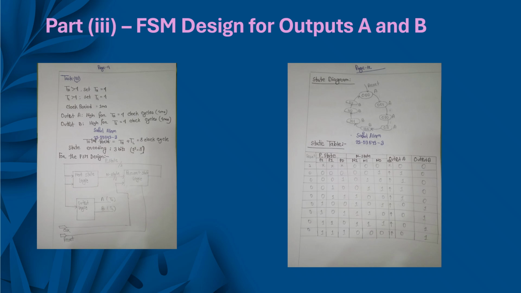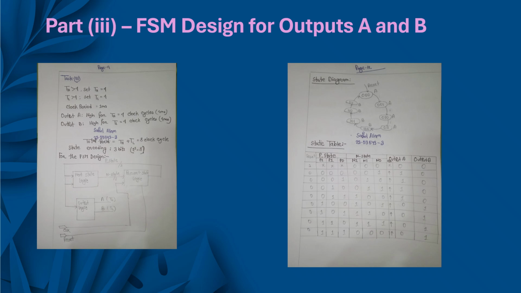Here is the last, third part of our OBE assignment, which is the FSM design for output A and B. In part 3, we are asked to design an FSM that produces output A for TH milliseconds and output B for TL milliseconds with a clock period of 1 millisecond. Our calculated TH and TL from part 2 were 56.67 millisecond and 26.66 millisecond, but the problem instructs us to set any value greater than 4 to exactly 4. Therefore, both TH and TL become 4 millisecond with a 1 millisecond clock cycle.